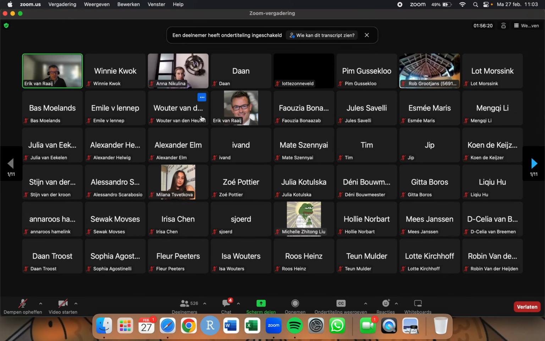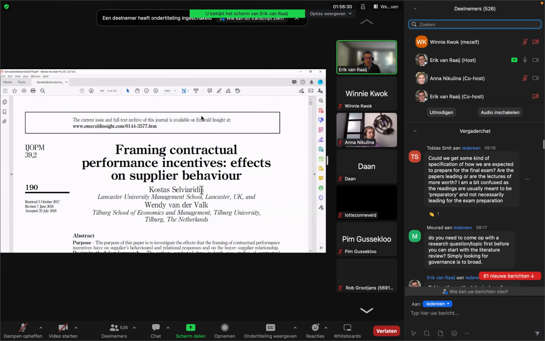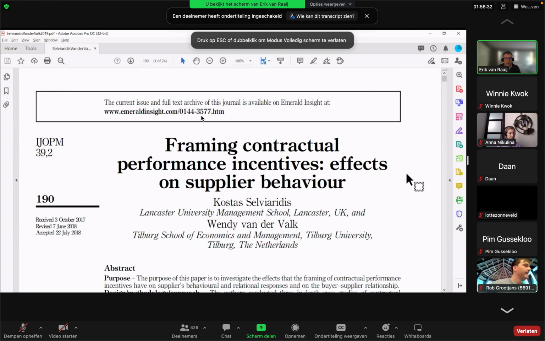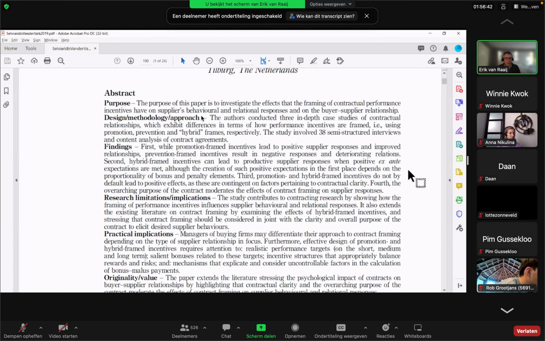I just wanted to take also this chance to show you what it looks like, for instance, here in the Salviaridis and Van der Valk paper. This was one of the two papers to read for today. What you see here is a structured abstract. You won't see that always, but this paper has been published in a journal from Emerald Publishers, and Emerald, for all the journals, they have a so-called structured abstract. So the abstract is divided in different parts.